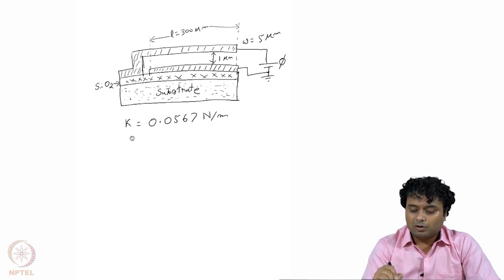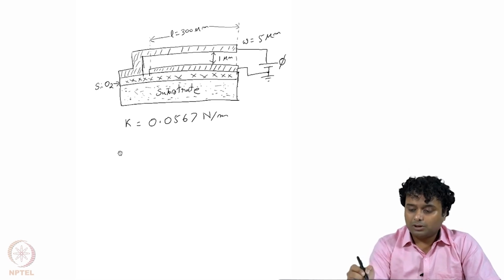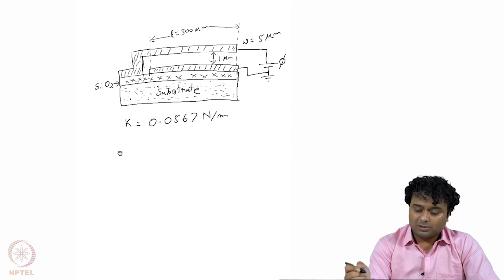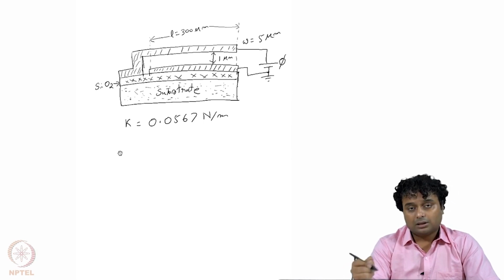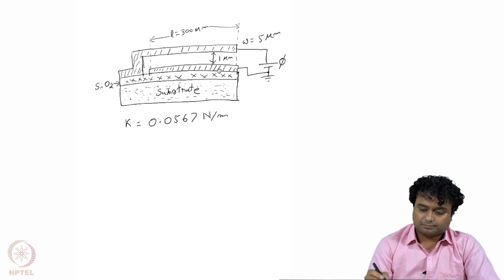Now we already know this expression, that is K for this cantilever beam, the stiffness constant of this cantilever beam, which we can get from the mechanics. What we need to find out is the pull-in voltage and also how much it can deflect without actually being pulled in on the substrate.